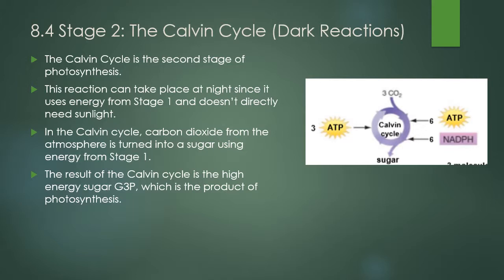So in the Calvin cycle, carbon dioxide from the atmosphere comes into this cycle, goes through a lot of different steps using ATP and NADPH energy from the first stage of photosynthesis, and combines that carbon from carbon dioxide into sugar. So if you remember, sugar is a compound made of 5 carbons in sort of a ring, and so those carbons from the atmosphere get rearranged into this ring shape, and sugar is the byproduct. So the result of the Calvin cycle is this high energy sugar called G3P, and it is the product of photosynthesis. We'll go over the steps of the Calvin cycle in a little bit more detail on the next slide.